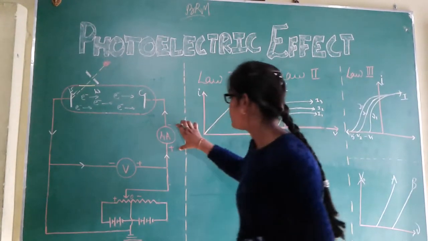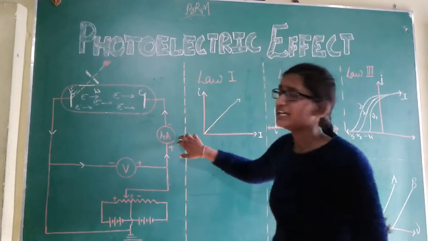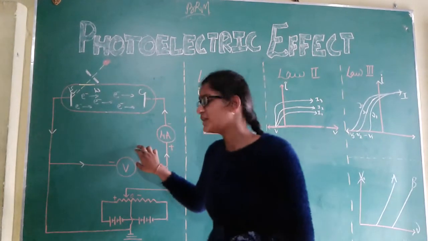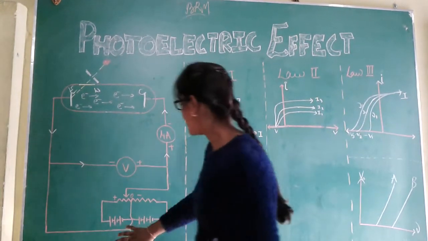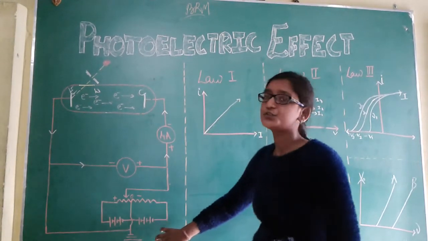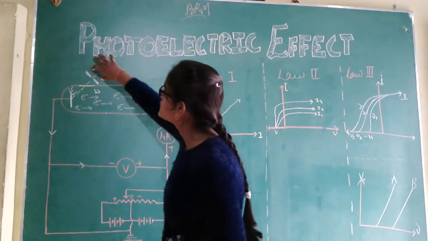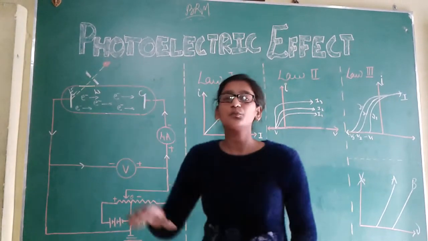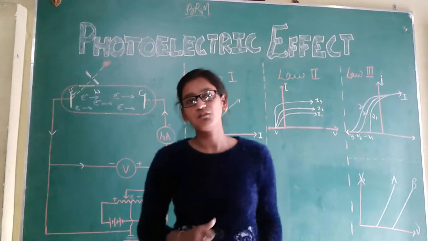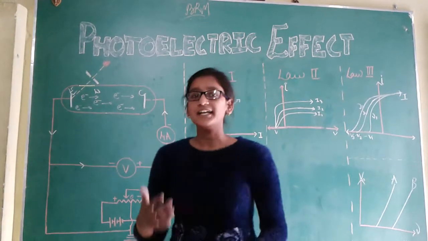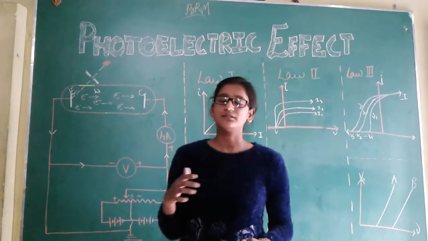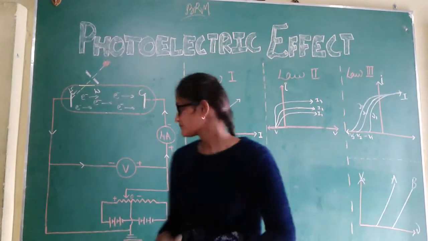Here we have provided a microammeter for measuring the current and a voltmeter for measuring the voltage. We have a potential divider which is used to vary the potential. We are going to use slits to vary the intensity of light, and we can vary the frequency of light by using different color filters.